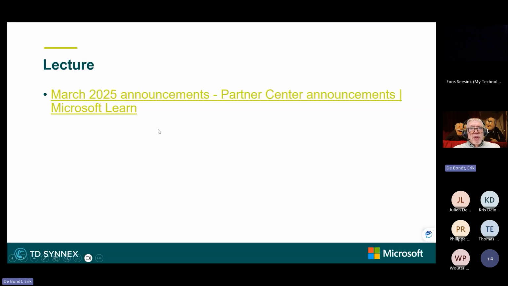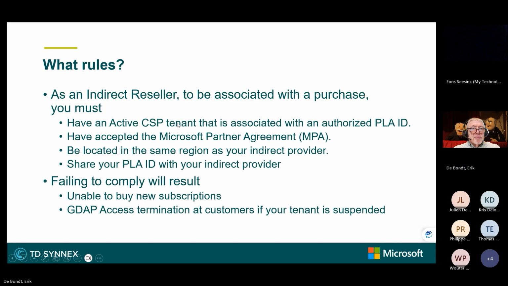So the first rule is, and this is the announcement from Microsoft, that you can read the full text, but I try to summarize it and put some extra context around it. So what are the rules? As an indirect reseller, to be associated with a purchase, you must have an active CSP tenant, which is all okay in your cases.